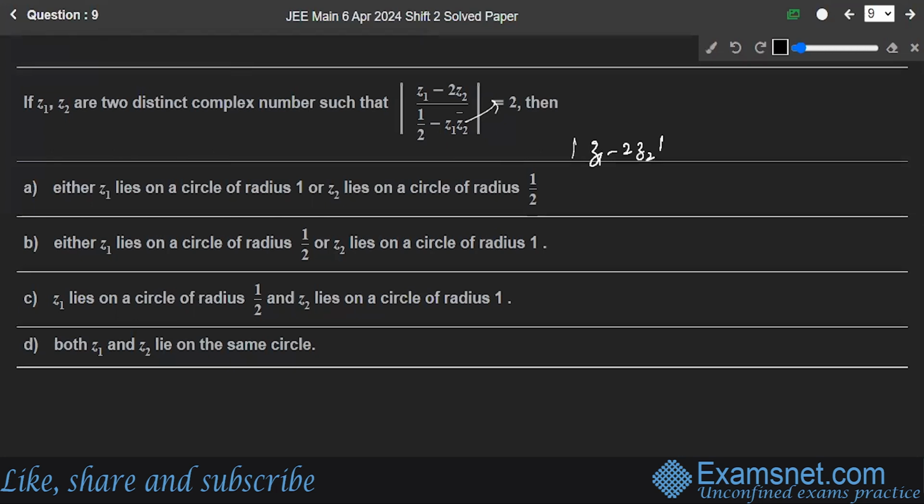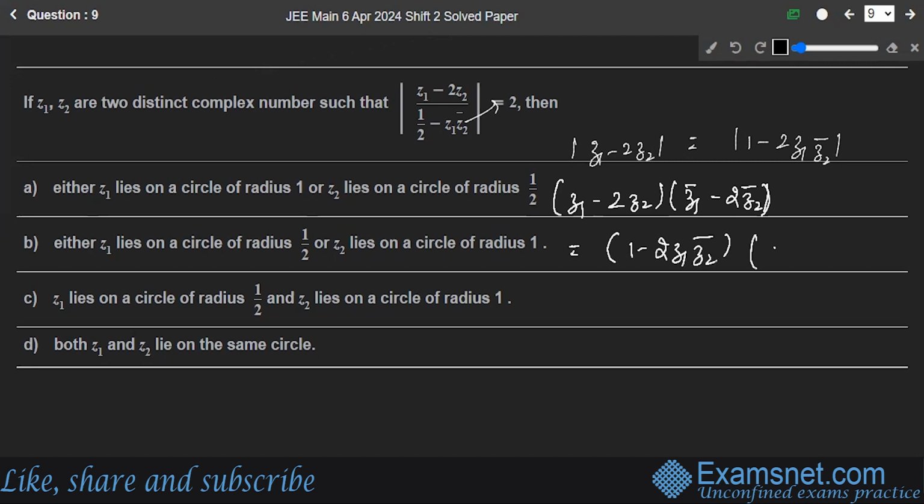Z1 minus 2 Z2 is equal to, this will give me 1 minus 2 Z1 Z2 conjugate. Correct. Now I can write it like this. This is equal to Z1 minus 2 Z2 and Z1 conjugate minus 2 Z2 conjugate. This is equal to 1 minus 2 Z1 Z2 conjugate, 1 minus 2 Z1 conjugate into Z2.